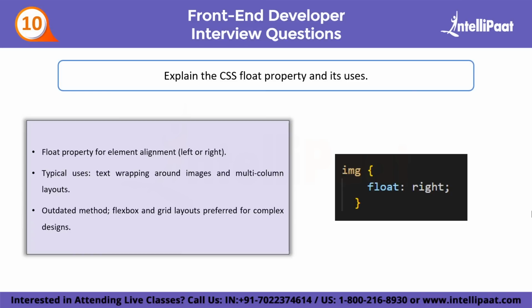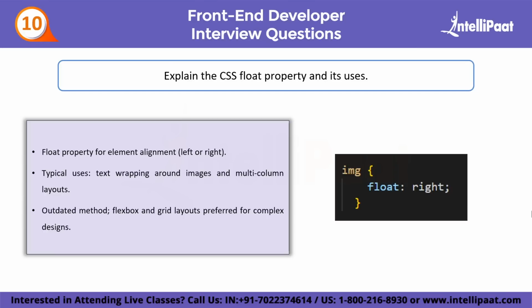The answer to this question would be, the CSS float property is used to move an element to the left or right side of its containing element. When an element is floated, it means that it will be pushed to one side and the content that comes after it will wrap around it. Now let's talk about the uses of this float property.